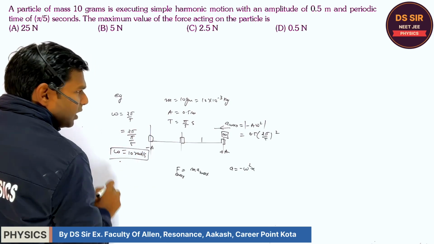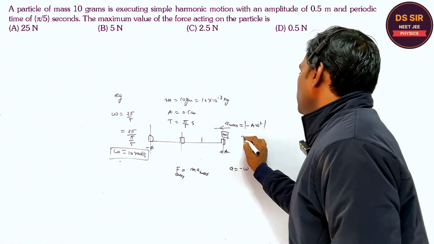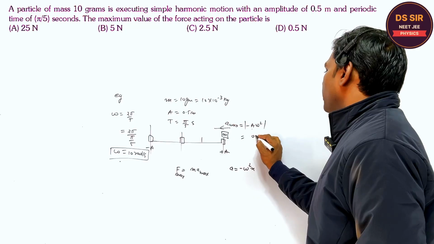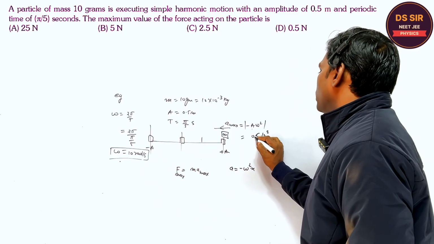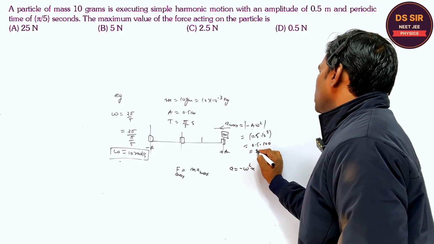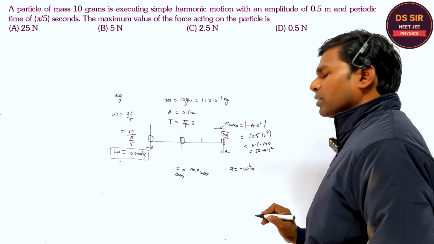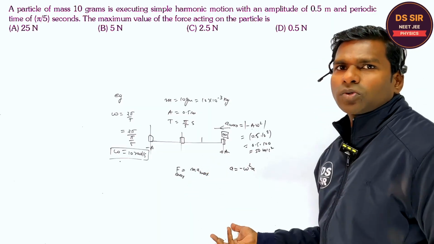If you know the omega, the maximum acceleration you can find. How? A value is 0.5, the omega value is 10 square. Is it clear or not? So it is 0.5 into 100, which is equal to 50 meter per second square. Fine, so this is the maximum acceleration. So what is the maximum force?